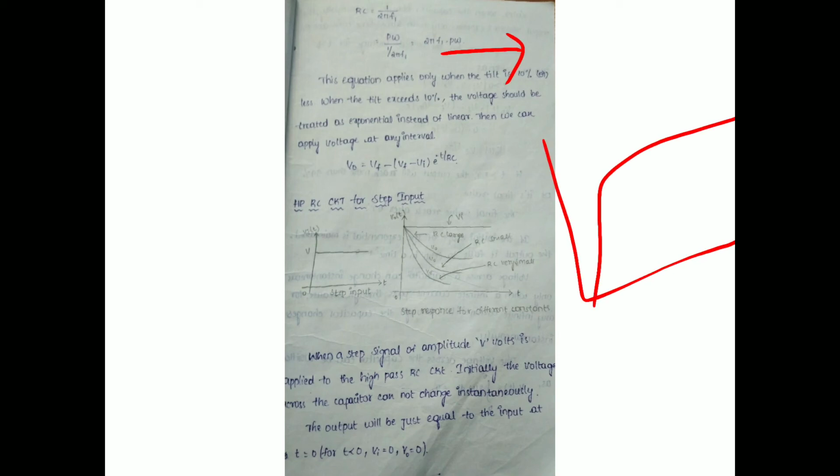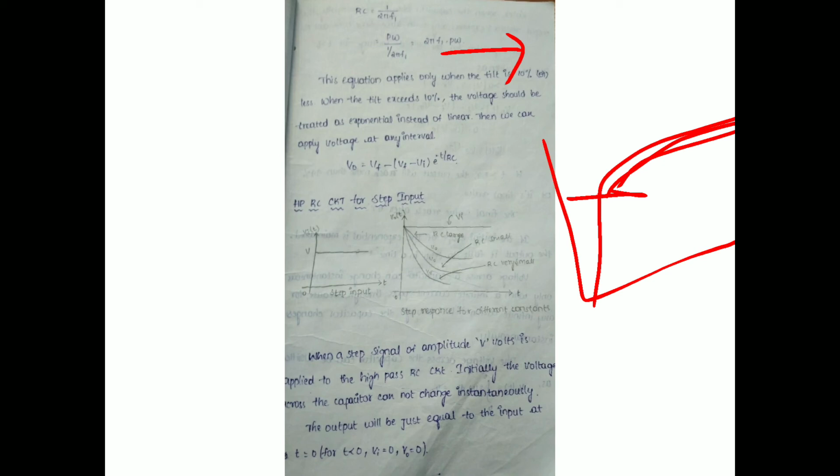So let us calculate the RC time constant. RC is equal to 1 by 2 pi F1. This equation applies when the capacitor charges to 10%, where some tilt occurs. When the tilt exceeds 10%, the voltage should be treated as exponential. So after some tilt occurs, the signal voltage will be an exponential signal.